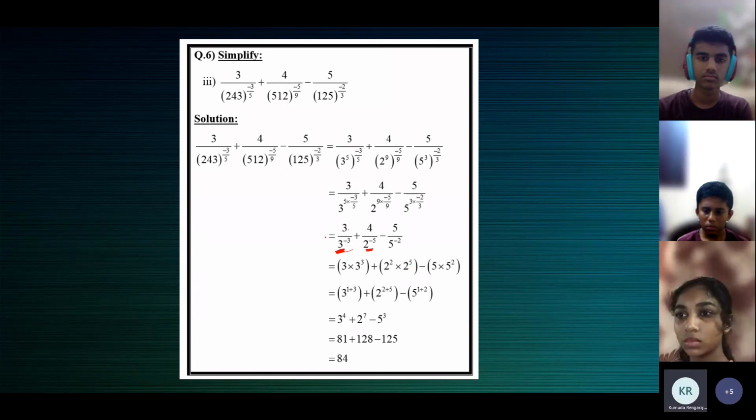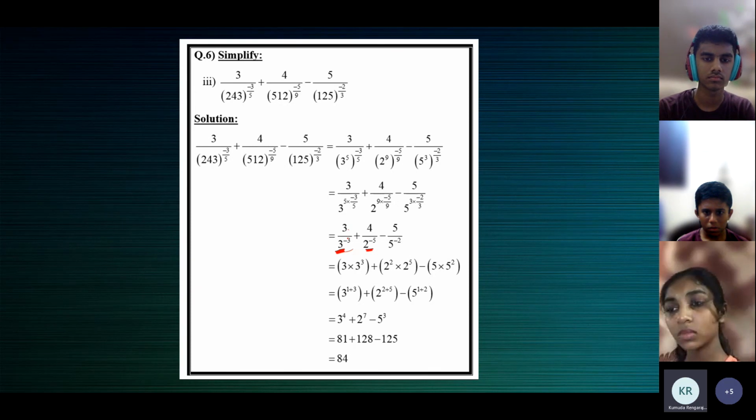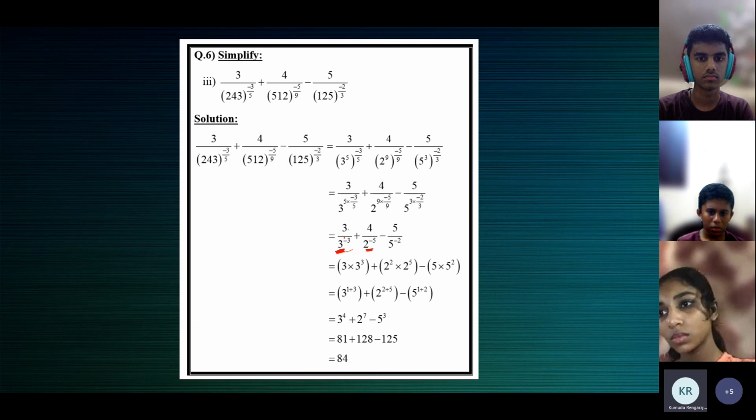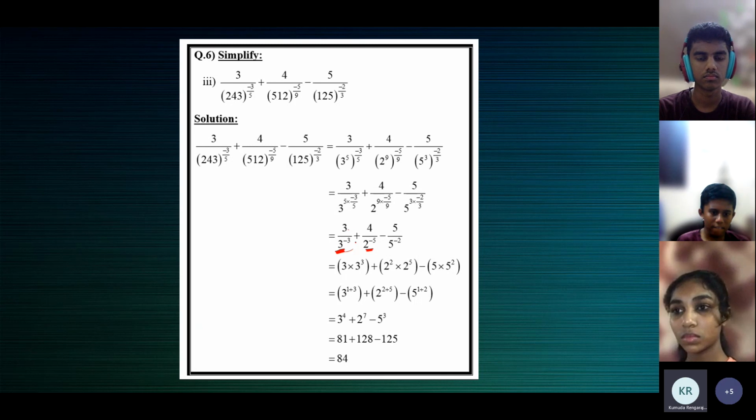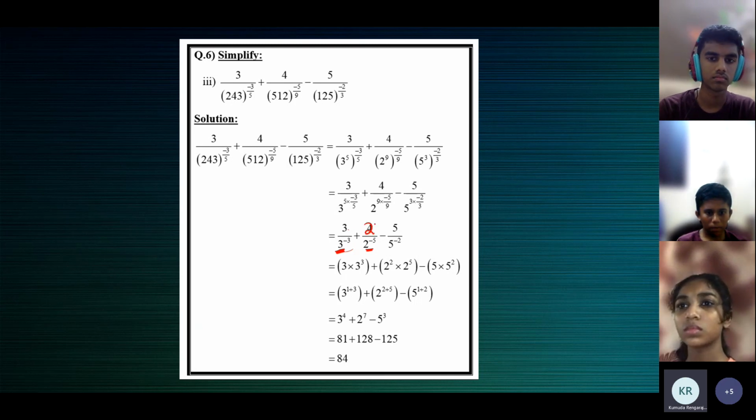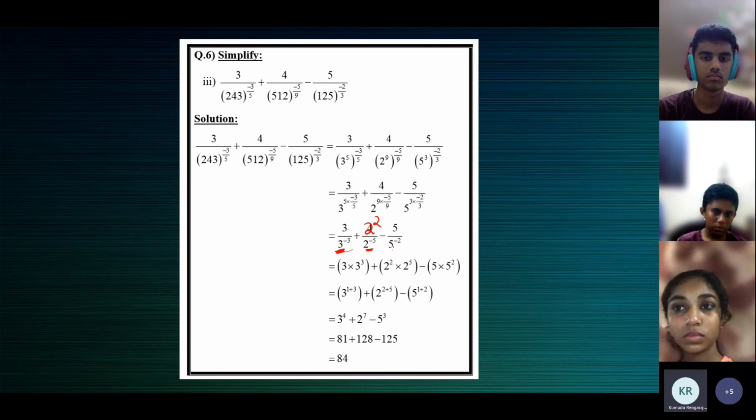You can do it like this, or straight away apply the law. When bases are same and it's division, we subtract the powers, right? 3 and 3, bases are same, it's division, we subtract the powers. Here also you can write it as 2 squared, and then bases are same, it's division, you can subtract the powers. 5 and 5, bases are same, it's division, you can subtract the powers. You can do that way also.